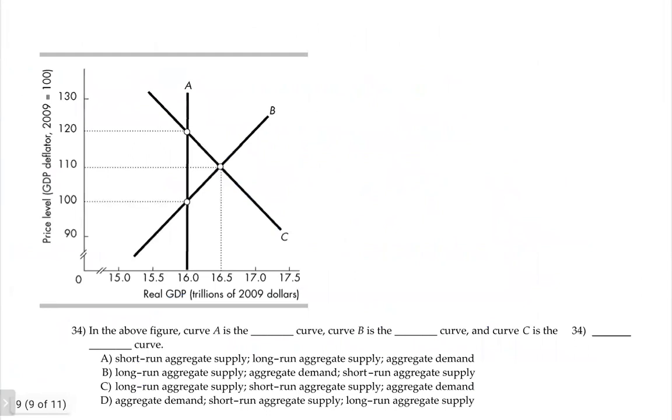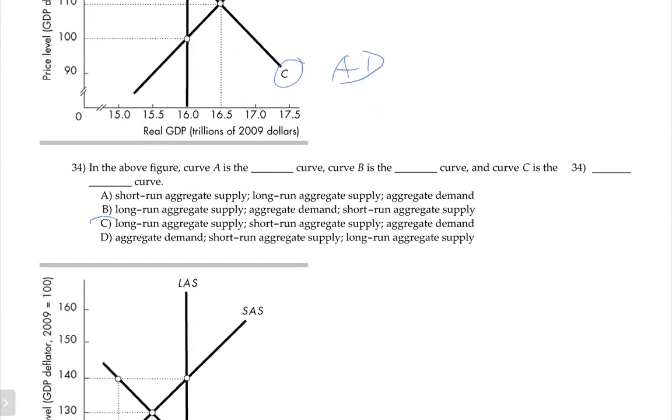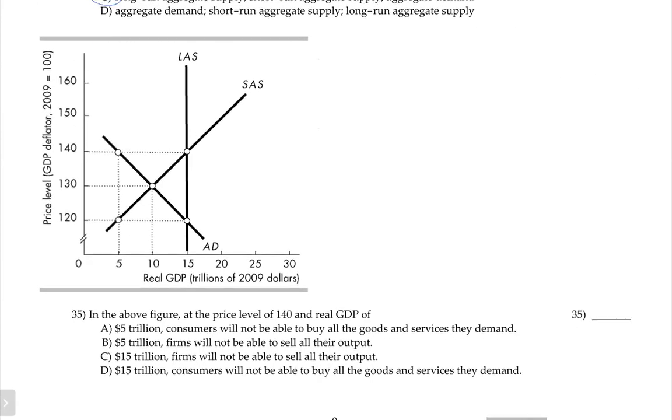Okay. So 34. In the above figure, curve A is long run aggregate supply. B is short run aggregate supply. C is aggregate demand. Right? So for 34, the answer is clearly C. Now we'll go to the next one.